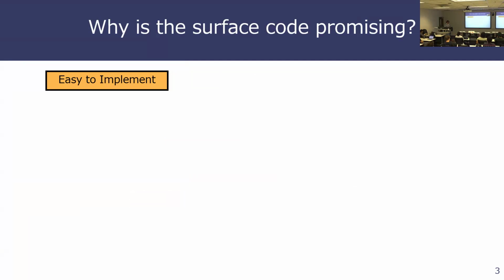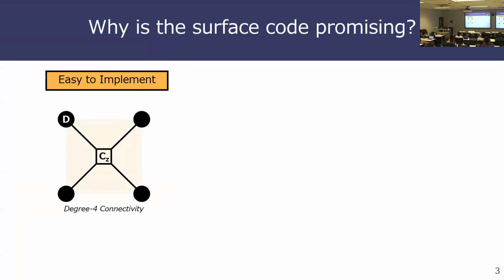Let's first talk about why the surface code is so promising. I just told you that there's significant investment. I'll give you 3 reasons. First is that it's rather easy to implement. The local connectivity of the surface code is grid-like, degree 4 connectivity. You have check qubits in the middle, and 2 types of check qubits: Z check qubits, which can correct X errors, and X check qubits, which can correct Z errors. And you have these data qubits. Each data qubit is connected to 4 check qubits, and each check qubit is connected to 4 data qubits. So this grid connectivity is very easy to implement in superconducting processors.